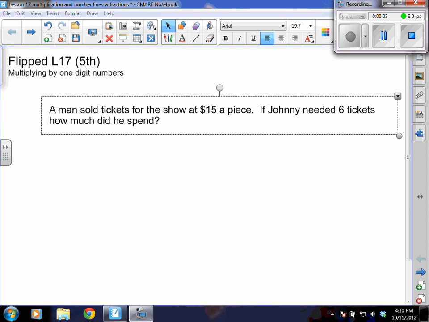Welcome to Flipped Lesson 17 for the 5th grade. Today we're going to continue looking at multiplying and understand the relationship between repeated addition and multiplication.